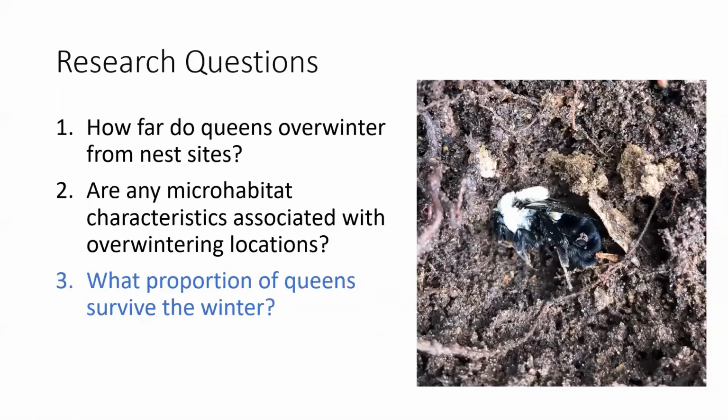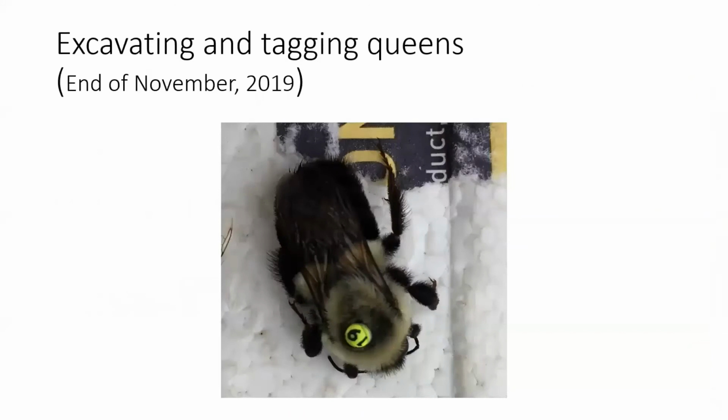So now that we've talked about what's going on above ground, I want to talk a little bit about what's going on below ground. And with that, we're going to answer our last question: what proportion of queens are surviving over the winter? For 1/3 of the potential overwintering sites that we found, we excavated the queen. So we found around 100 potential overwintering sites around each nest. So we excavated about 30 to 33 queens around each nest site. We did this at the end of November in 2019.